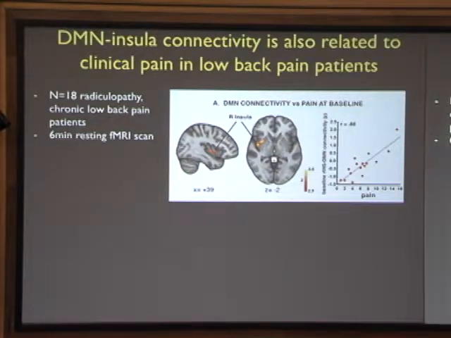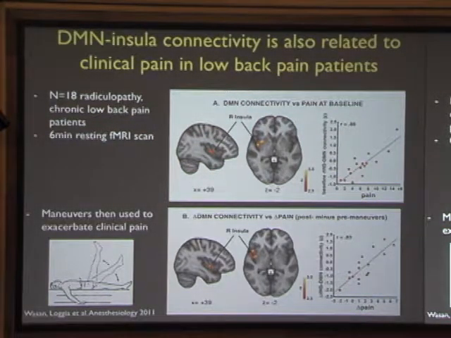And we again found, I would say almost the exact same place, a correlation between default mode network and insula with the amount of pain that the patient was in at the time of the scan. The greater pain that they were in at the time of the scan, the greater the amount of DMN insula connectivity at rest. And we just sent this paper out yesterday, so wish me luck.